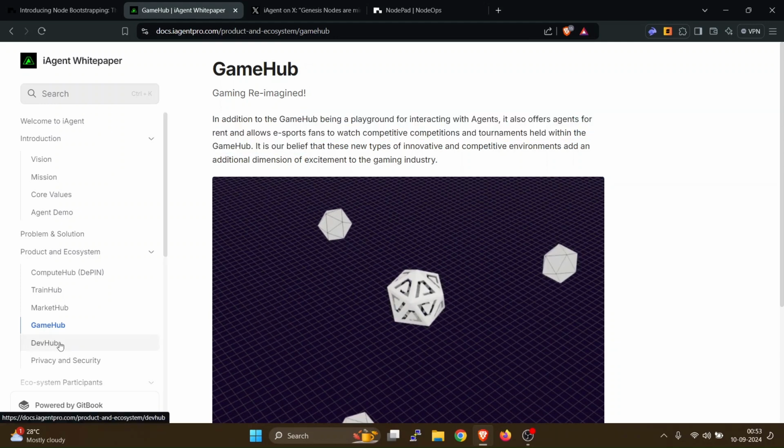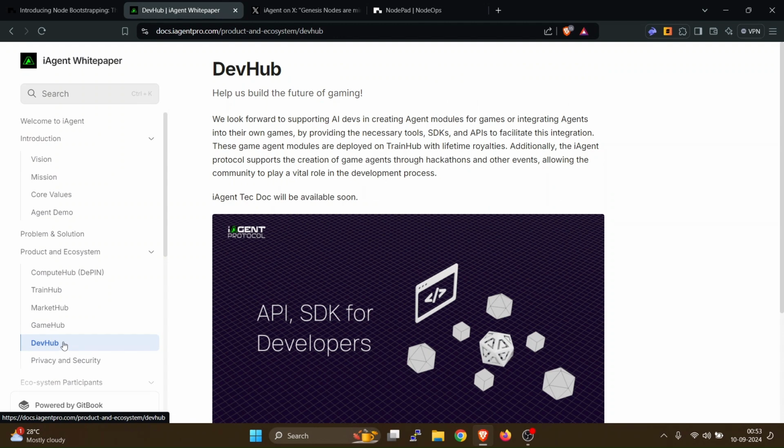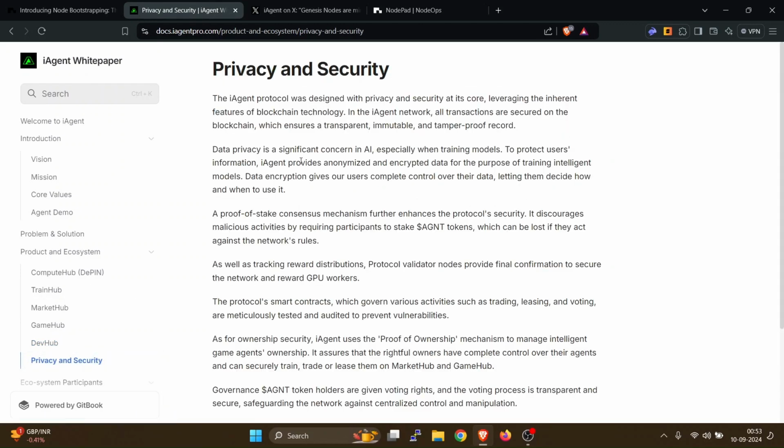So iAgent not only interests the gamers, it also interests the developers by providing the APIs and SDKs. They integrate a lot of stuff for more LLMs or AI models to be trained on the data provided by the iAgents. And then, at last, the privacy and security. iAgent took advantage of the proof of stake consensus mechanism, where the agent tokens are staked in a pool or delegated to the network validator or the GPU miner. So they are protecting the iAgent network with their consensus mechanism.